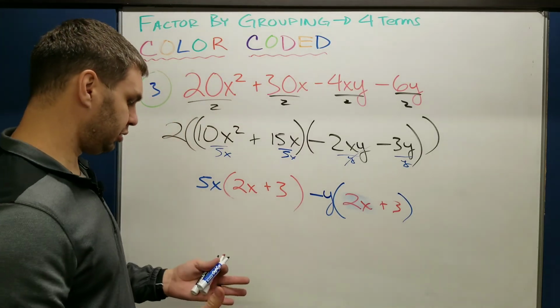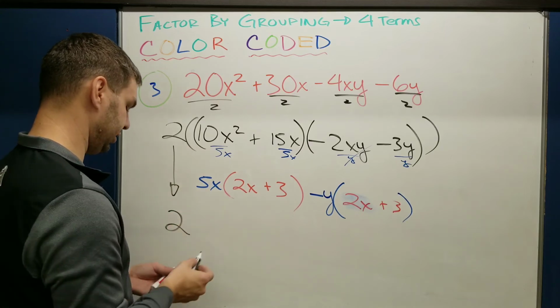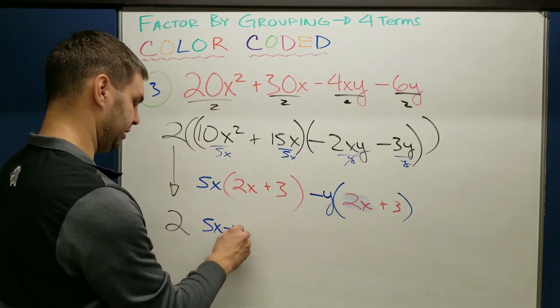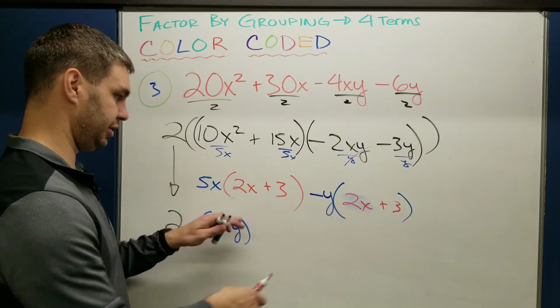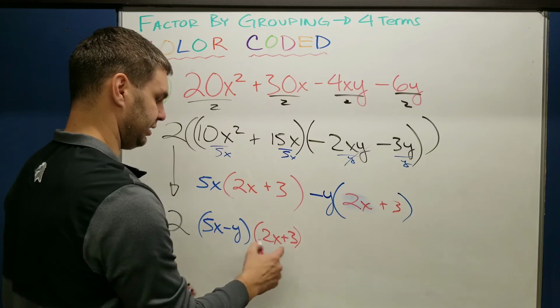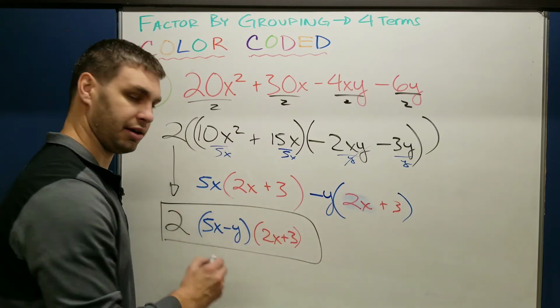So what we need to do to write our answer now is take out this 2 out front, and then our blue group, 5x minus y in one set of parentheses. In our red groups, we just write one of those, 2x plus 3. Since they match up, we know we did it right. And all this together is your answer.